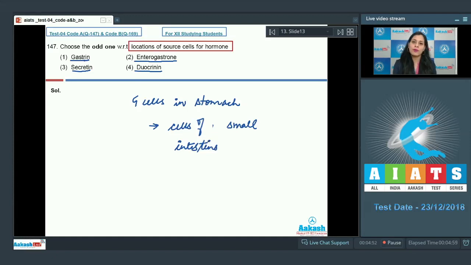So the odd one among all these given options is option number 1, gastrin, which is secreted from the G cells in stomach, whereas the other three options, the location of source cells, are intestine. So these are the incorrect options. So the correct answer for this question is option number 1. Let's discuss our next question.